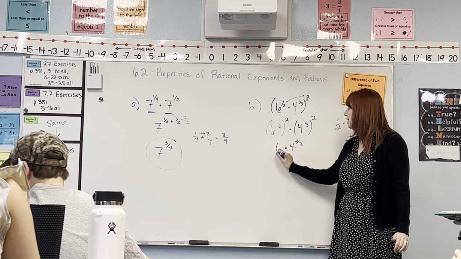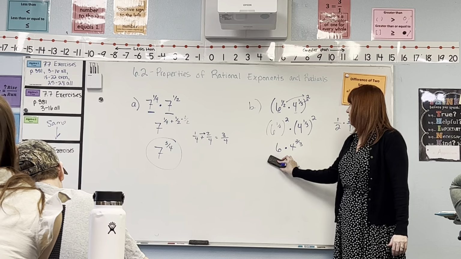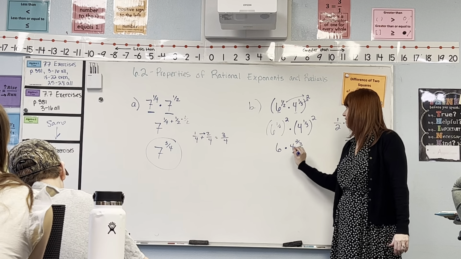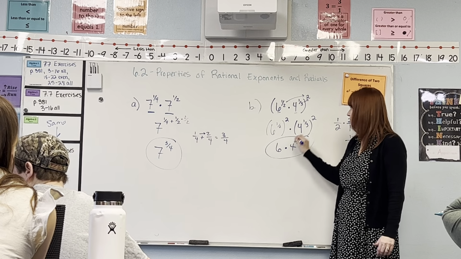You don't make the mistake of trying to multiply 6 times 4. You can't do that because they're each their own thing. This exponent is stuck to this. You can't separate it from that. So that would be your final.